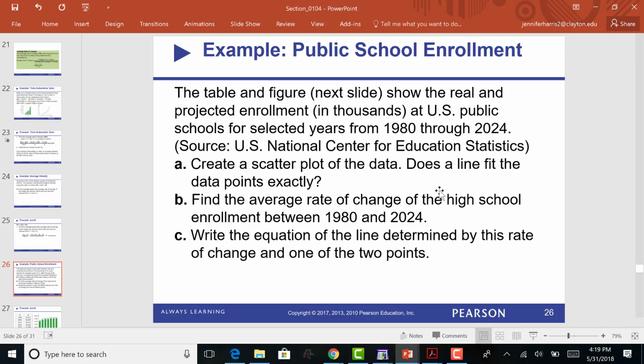All righty. So let's see what the conversation is. The table and the figure that's in the next slide is going to show real and projected enrollment in the thousands at U.S. public schools for selected years from 1980 to 2024. Okay? So you can see the sources from the National Center for Educational Statistics. All right, it says create a scatter plot for the data.